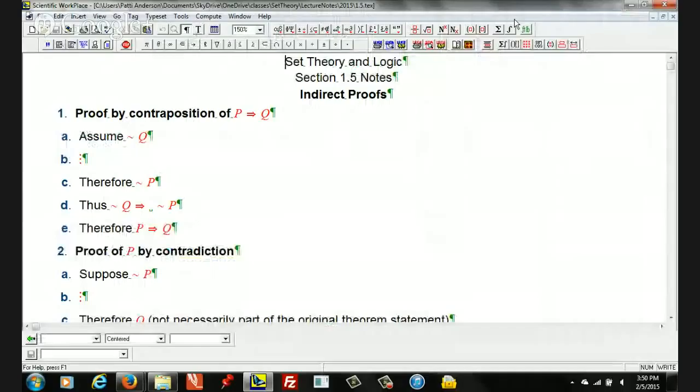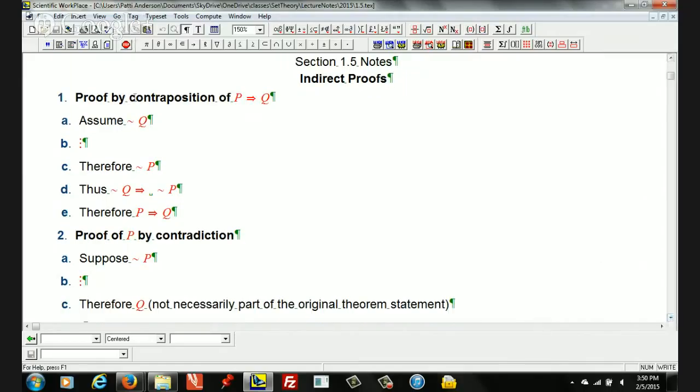We are on section 1.5, and today we're going to be going through the proofs, much like you did in the outlines. But I'm actually not going to take the time to do all the proofs. We don't have that much time, as you guys are well aware. So first I put the different forms. Proof by contraposition of P implies Q: the contrapositive would be not Q implies not P. So you assume not Q, you show therefore not P, conclude not Q implies not P, and therefore P implies Q. So that's going to be your contraposition.